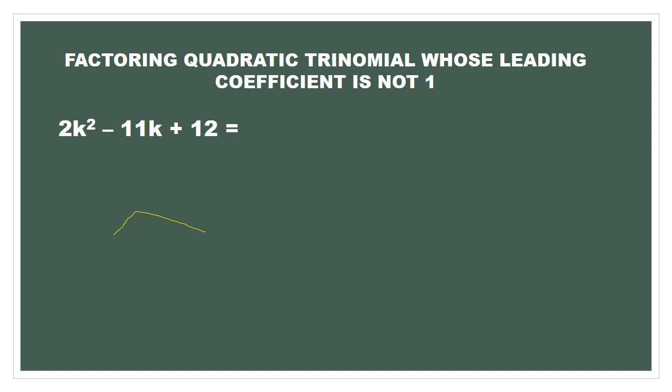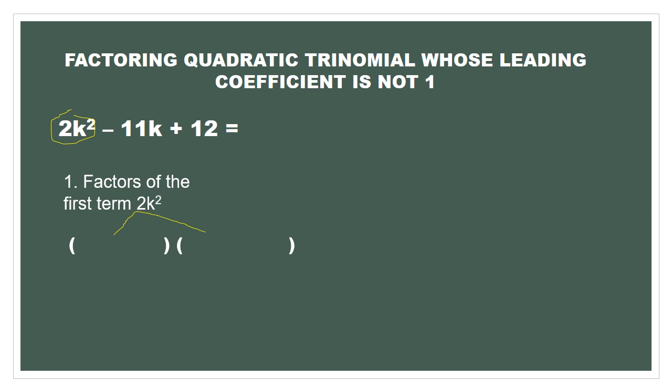Another example, we have 2k squared minus 11k plus 12. Ang leading coefficient natin is not equal to 1. Ang gagawin natin ay factors of the first term. Kunin natin yung factors ng first term, 2k squared. Ano-ano ang ating naiisip? Ilista ninyo sa inyong notebook kung ano naiisip niyo mga factors ng 2. 2 is a prime number, right? So, we only have 2 and 1.